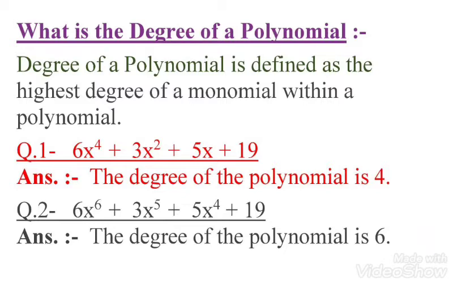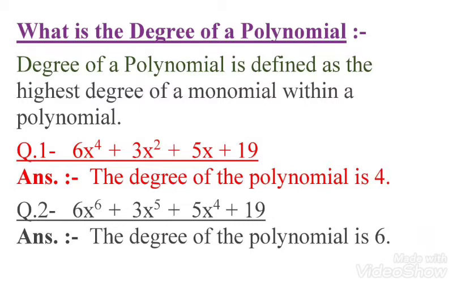Now, in question number 2, you see 6x to the power 6 plus 3x to the power 5 plus 5x to the power 4 plus 19. Here, you see the degree of the polynomial is 6. Why? Because the highest exponent is 6.